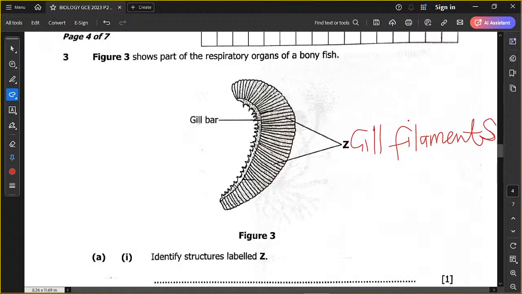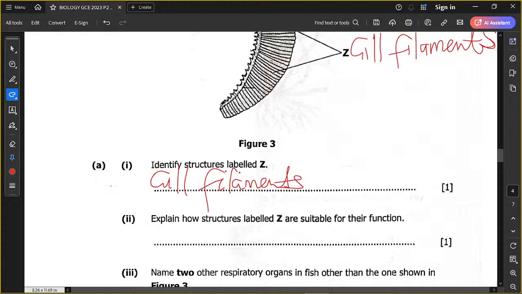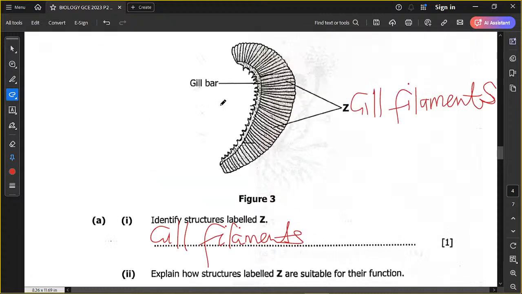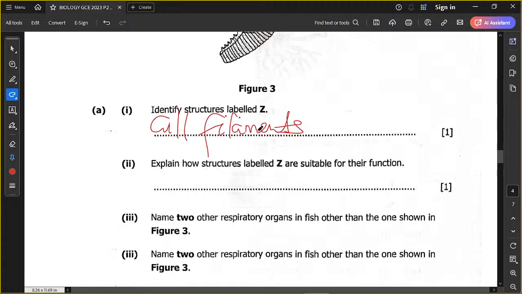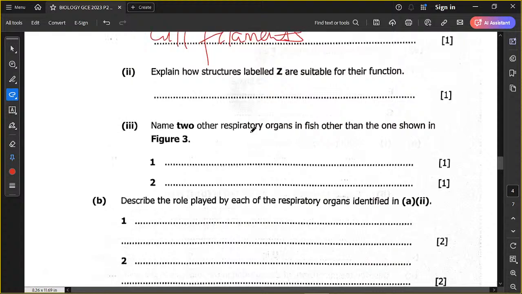Okay, all right, so now we say this one is the gill filaments. As you can see, even the arrows that are coming from Z, there are 2. So that is filaments. We come to question A2, which is: explain how structures labeled Z are suitable for their function.